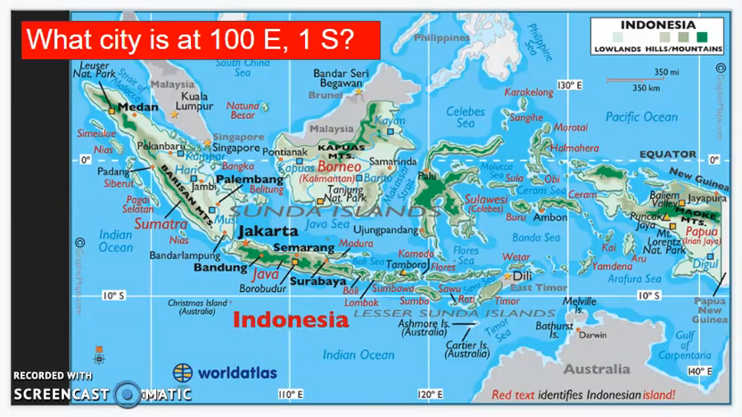We can do some of these as practice. So what city is at 100 east and 1 south? First, I see that this dotted line is the equator. I see 100 east is here, 1 south. I don't see a line for that, so we have to kind of estimate. If this is 10 south, this is 0, 1 is probably right along here. I'm going to guess that the correct answer is Padang.